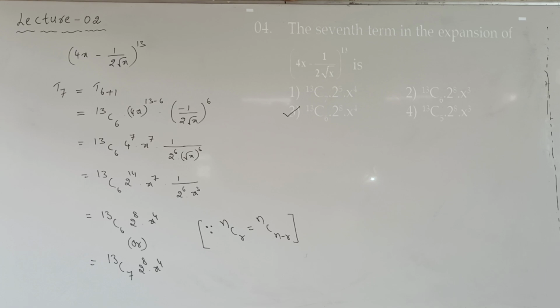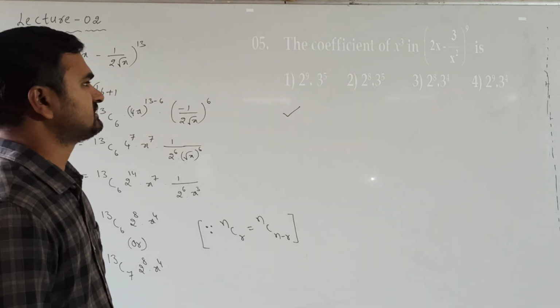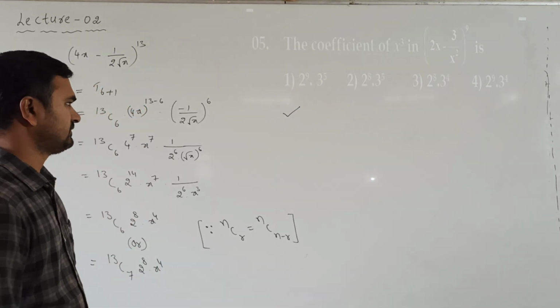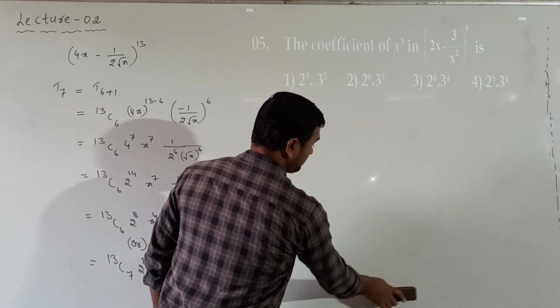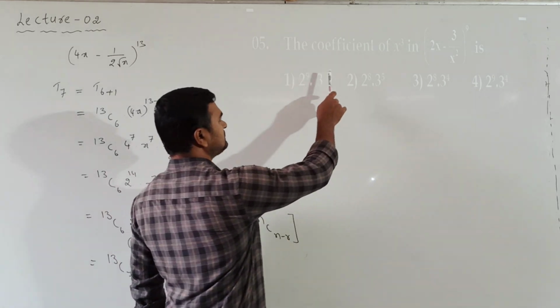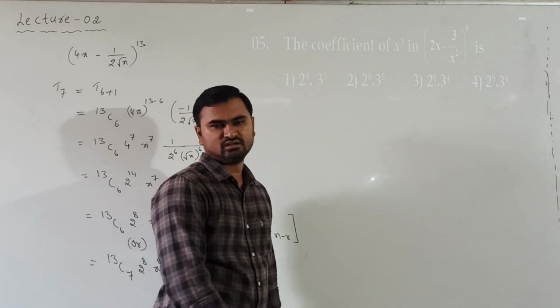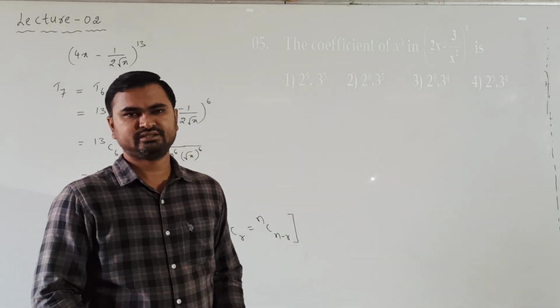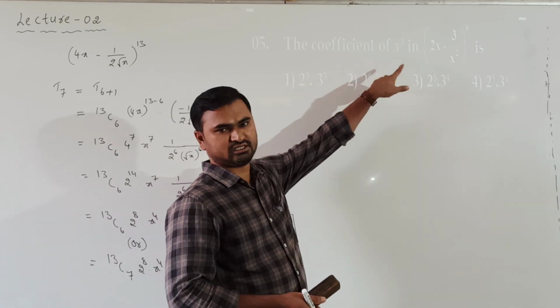Let's see the next question. The coefficient of x power 3 in the expansion of (2x minus 3 by x square) whole to the power of 9 will be. For solving this type of problems, the last formula we discussed will be useful here. We need the coefficient of x power 3 in this expansion. Since the power is 9, we will get 10 terms in the expansion.